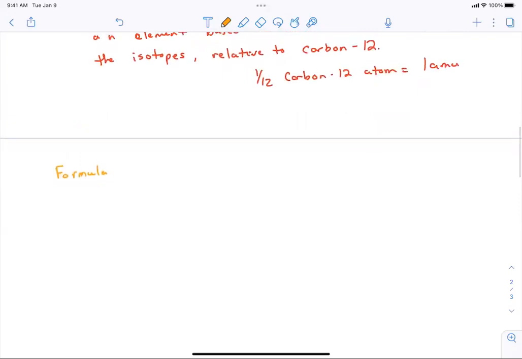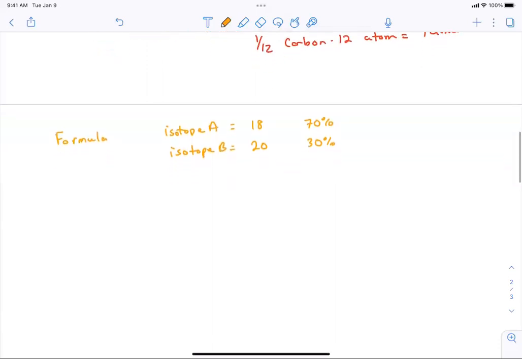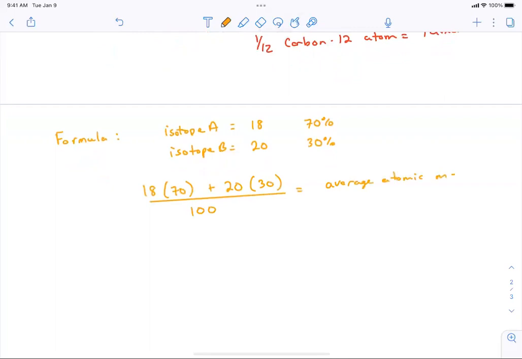Okay. So let's pretend I have isotope A of an element that weighs 18 and has an abundance of 70%. And isotope B weighs 20 and has an abundance of 30%. Okay. To calculate my relative atomic mass, or my average atomic mass, I would do this. I would do 18 times 70 plus 20 times 30. Add that all up, divide by 100, and that's my average atomic mass. Okay.